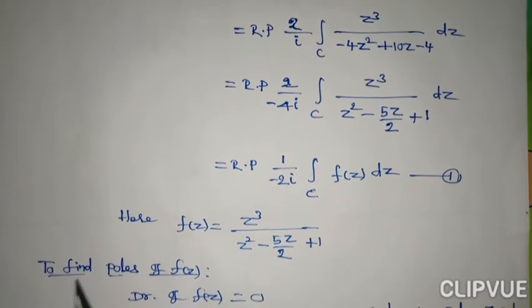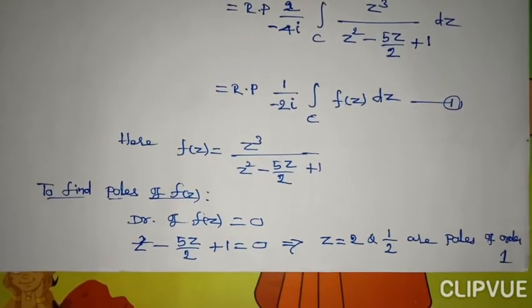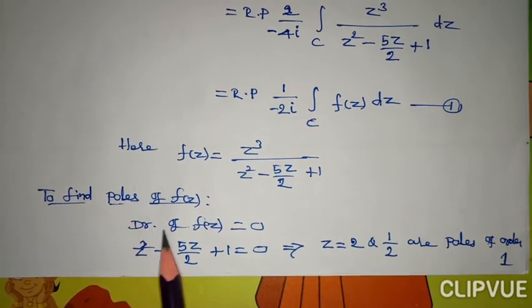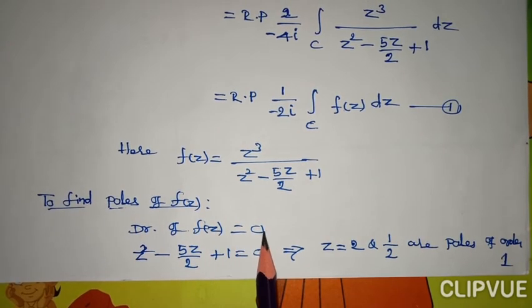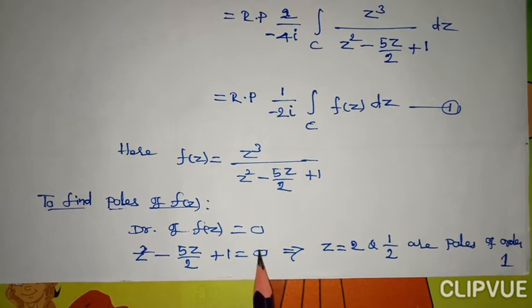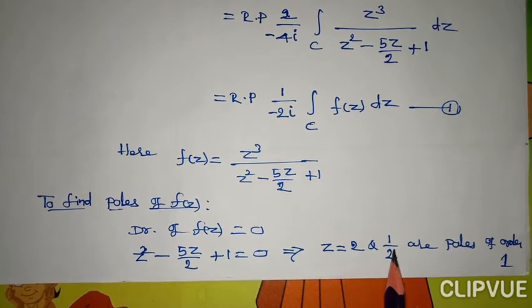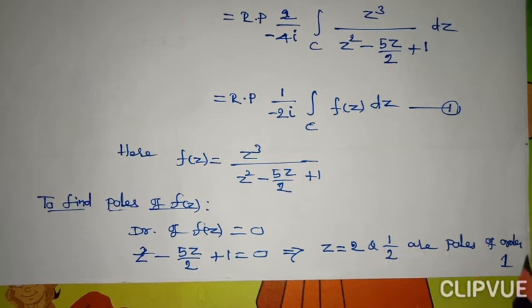Now after this, how to find the poles? Yes, already you know, set the denominator of f of z equal to 0, then solve this equation, which gives you the poles. Here the poles are 2 and 1 by 2. These are poles of order 1.